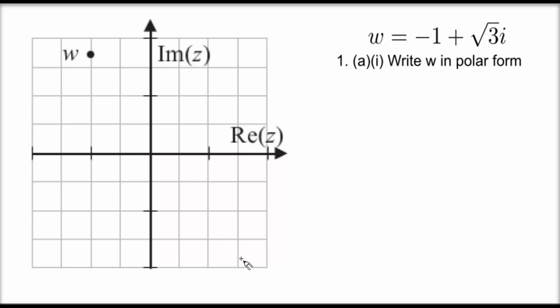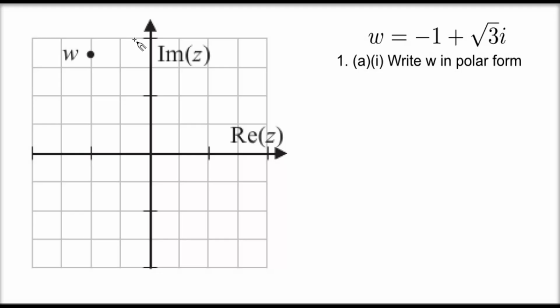In question 1, you're given this diagram of the complex plane with a point W, which is at -1 plus root 3i. And your first question is to write W in polar form. In other words, using the distance from W to the origin and the angle that W makes to the positive real axis.